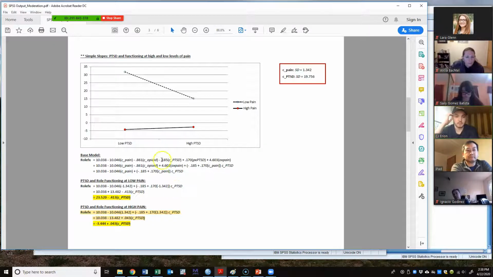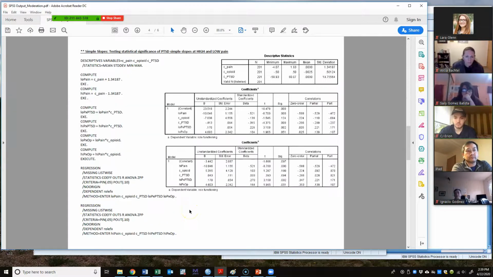Yeah, right. We don't know if either one of these slopes is non-zero. Looks like this one probably is, but this one, I don't know. It looks like the actual coefficient here is positive, suggesting that at low or high levels of pain, every unit increase in PTSD is associated with a 0.04 unit increase in functioning, right? That's weird. I don't expect increasing PTSD to be associated with increasing functioning. So I might want to know, is this noise or is this telling me that there's a positive association there?